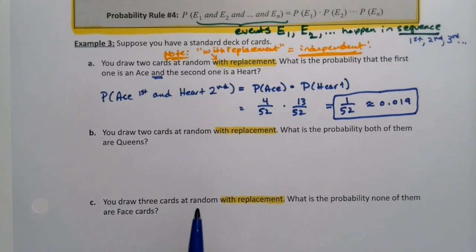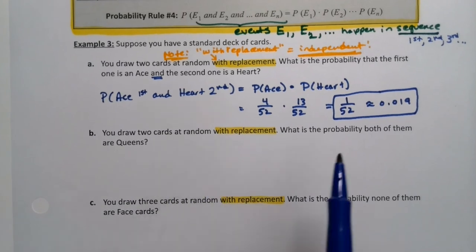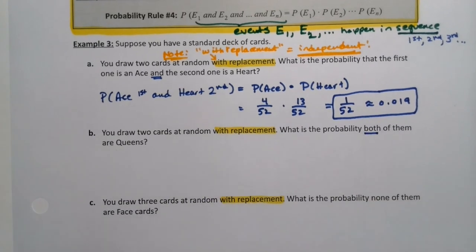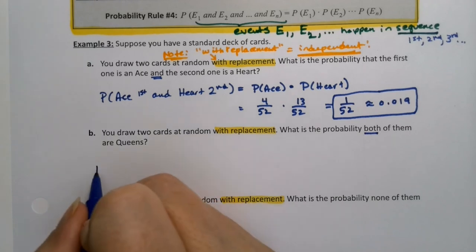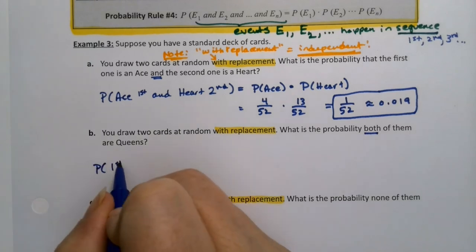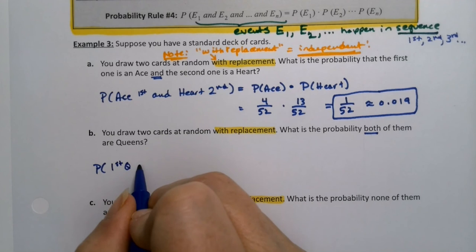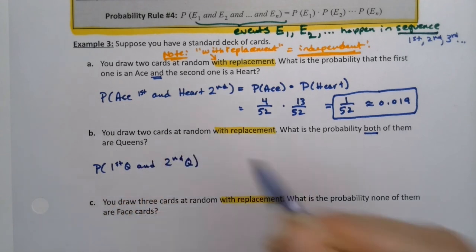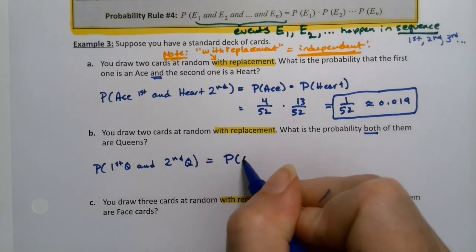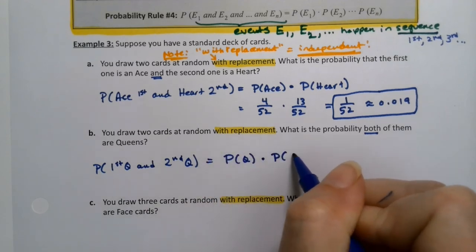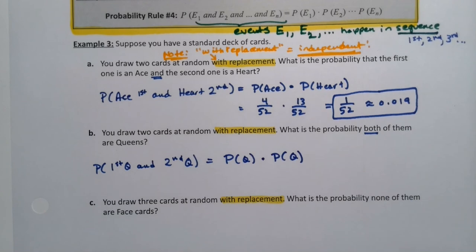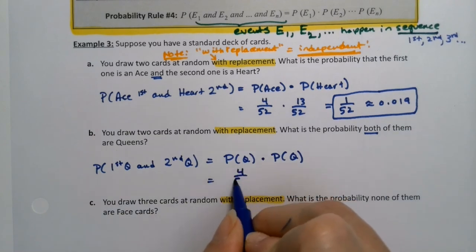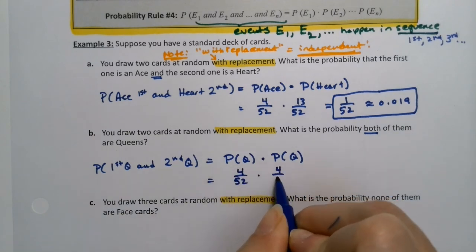All right, let's do it again. So you draw 2 cards at random. What is the probability that both of them are queens? Okay, so that means that my first card needs to be a queen, and my second card needs to be a queen in order for both of them to be queens. So that would be the probability of a queen times the probability of a queen, which is 4 out of 52 times 4 out of 52.